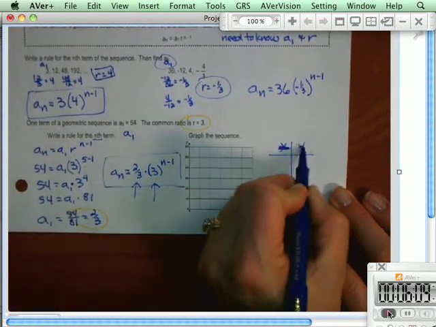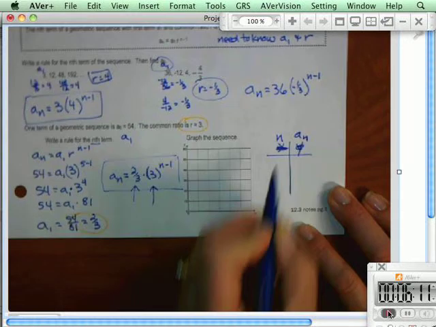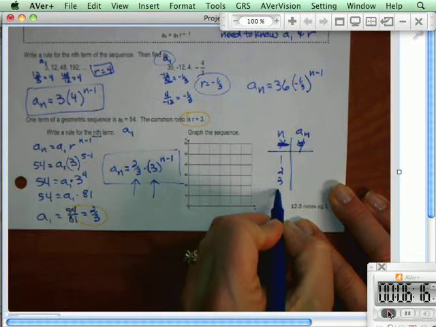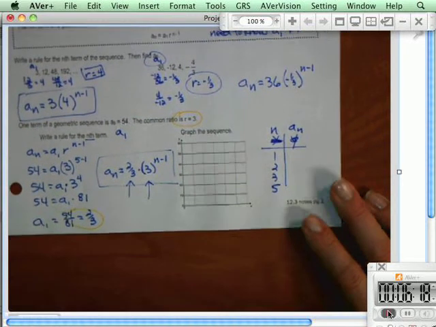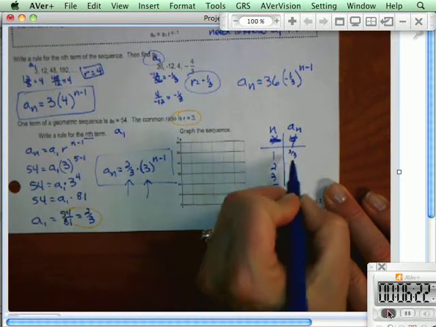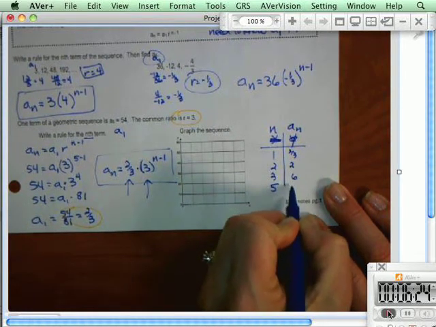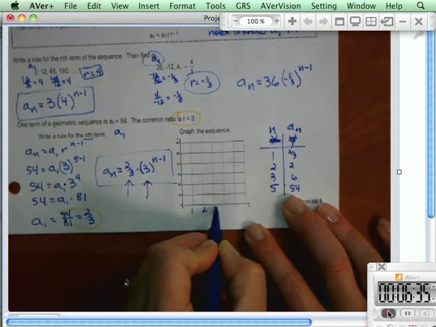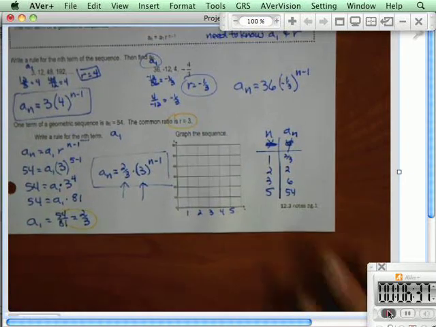Actually, I should write it like this, n and a of n. It's 1, 2, 3, 5. I jumped and I got those points. And it's 2/3, 2, 6, and 54. I just went to the calculator, but it's pretty easy to do it in your head here too. But now plot those. Make this 1, 2, 3, 4, and 5, and see what it looks like.